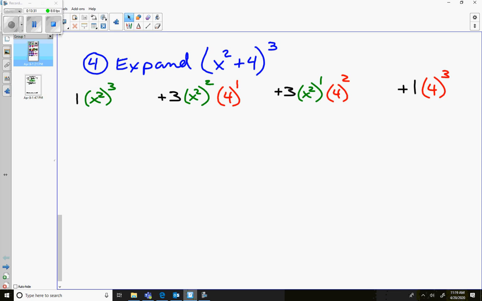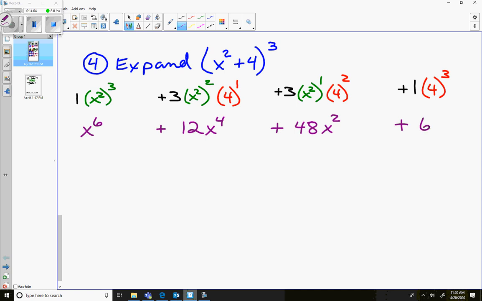And again, clean it all up. Now, as we clean this up, I get x to the 6th, plus 3 times 4 is 12, x squared squared, which would be x to the 4th, plus 4 squared is 16 times 3, that's 48 x squared, plus 4 cubed, which is 64. And that is our answer.